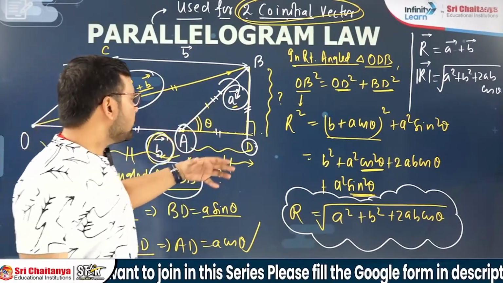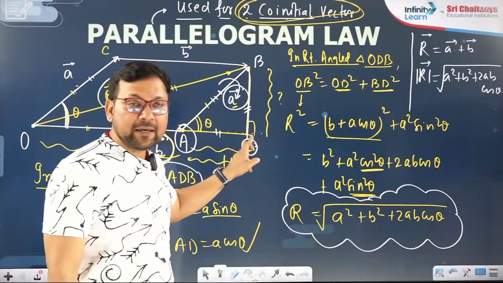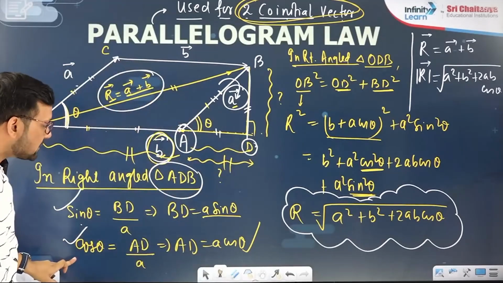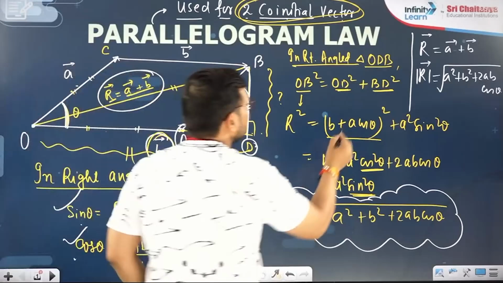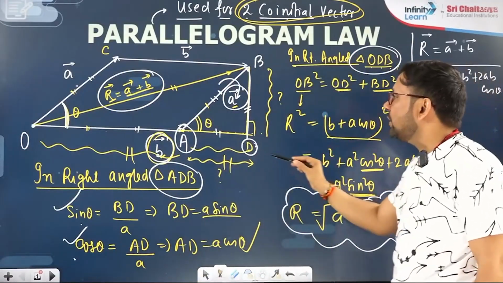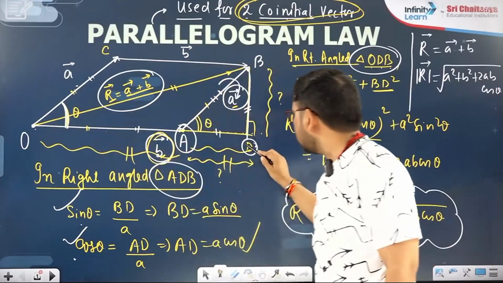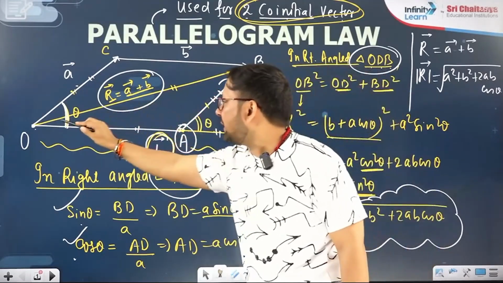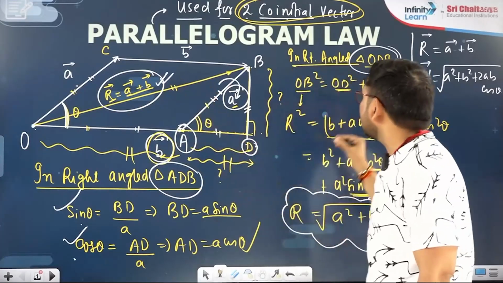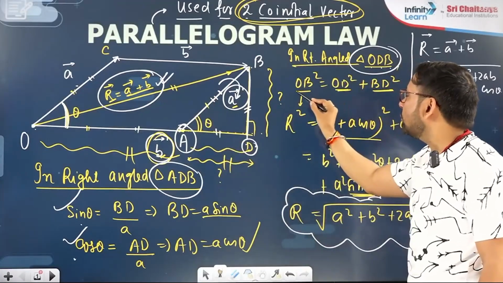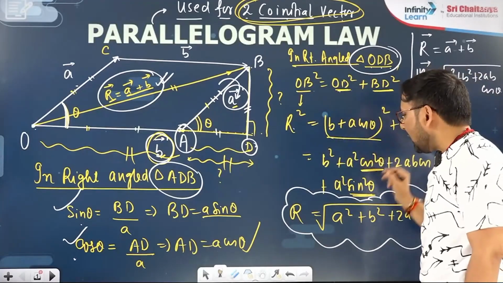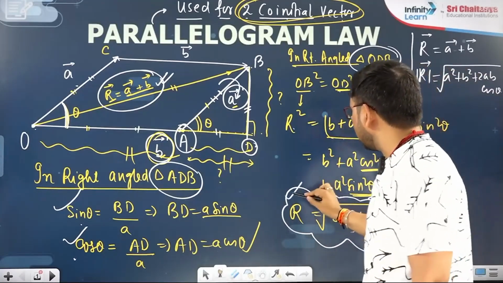Now what did we want to calculate? We wanted to calculate BD and AD, which we calculated using sine and cosine. Then we took a new triangle, ODB. Again, focus here: where is O, where is D, where is B? This is O, here is D, here is B. In this, the hypotenuse is OB, and OB was also our vector addition. So we take the Pythagoras theorem: OB square is OD square plus BD square. Putting in those values and calculating, we got R.